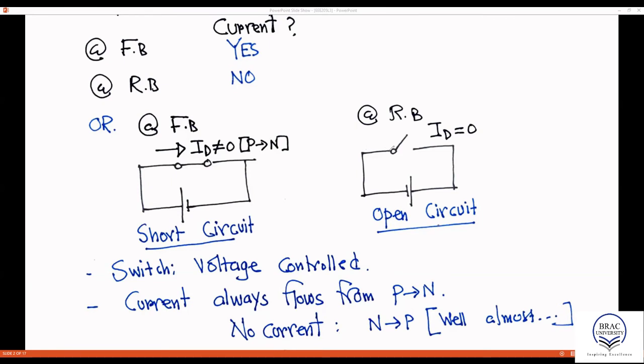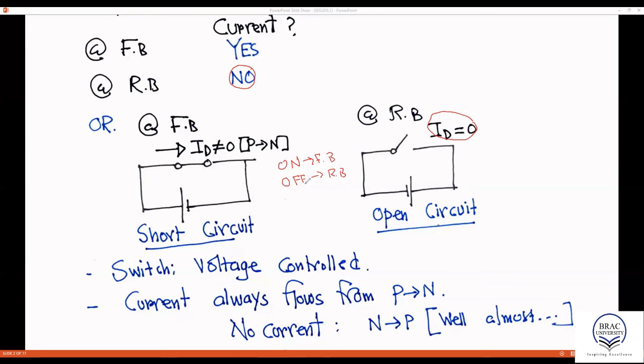However, when the diode is reverse biased, we found out there is no current. ID is equal to 0. So ID equal to 0 means as if the diode is off, or in the off state, or an open circuit. So that means the diode can be moved between two states, on state and off state. On state when it is forward biased, and off state when it is reverse biased.